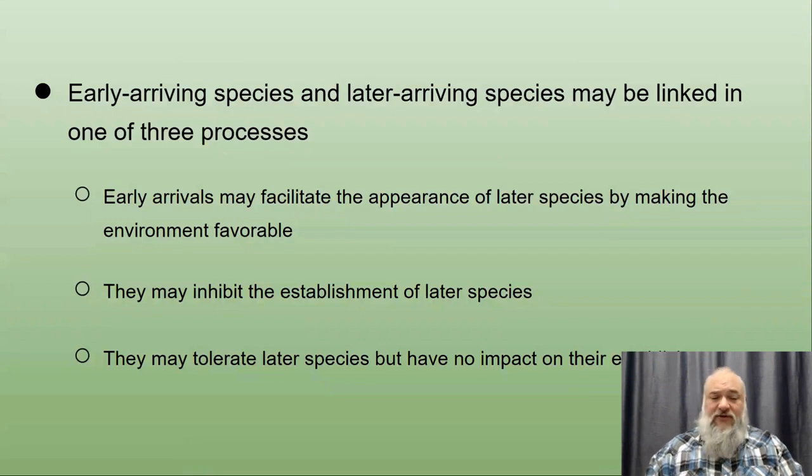In some cases, those early arriving species may inhibit the establishment of later species. They're saying, I'm here first, you guys stay out. And it does something to keep the later species from coming in, or it tries to anyway, right? Or the early arriving species may be just fine. They tolerate the later species, but don't have any real impact on their establishment. This is the one that we usually think about and see when we're talking about primary succession.